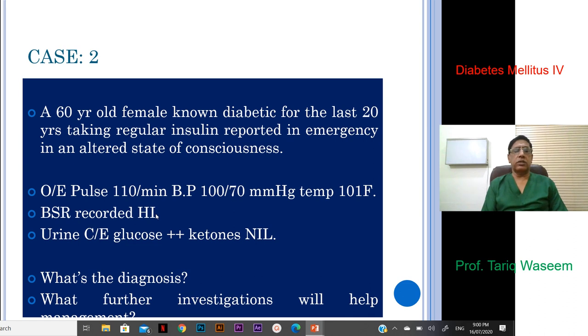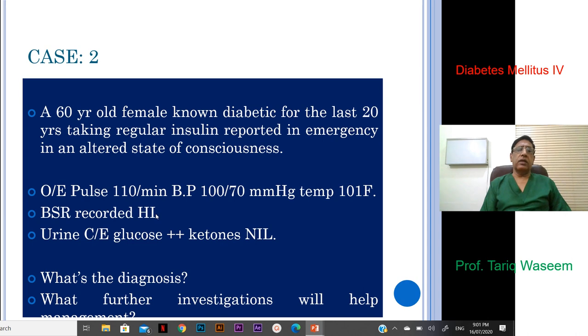And in the other there is only hyperglycemia, no ketosis, right? So again, what further investigation will help in this lady? Since she's in an altered state of consciousness or going to comatose, the other name for this situation is hyperosmolar non-ketotic coma, HONK, right?